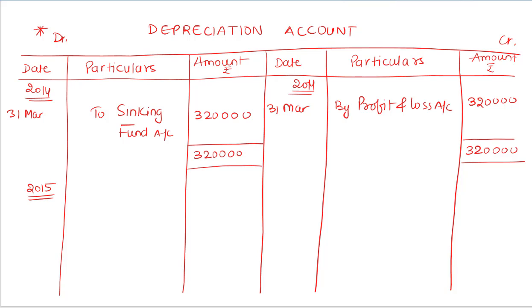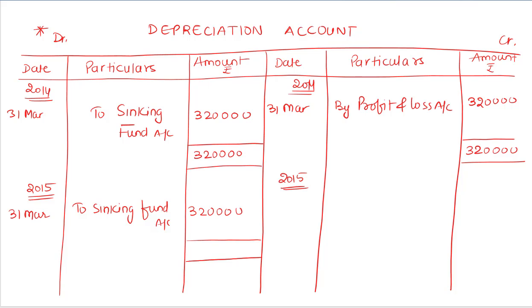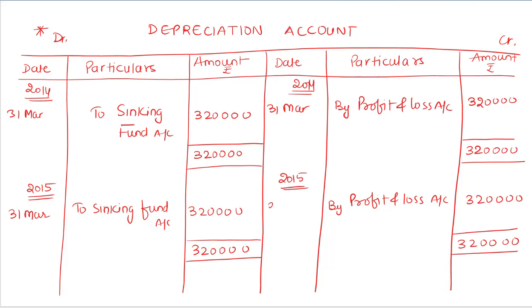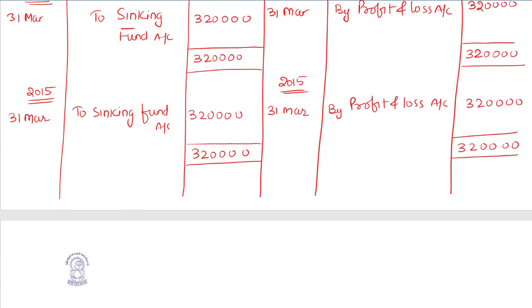Year 2015, 31st March, to sinking fund account, 3,20,000. This is transferred on the credit side, by profit and loss account on 31st March, 3,20,000.